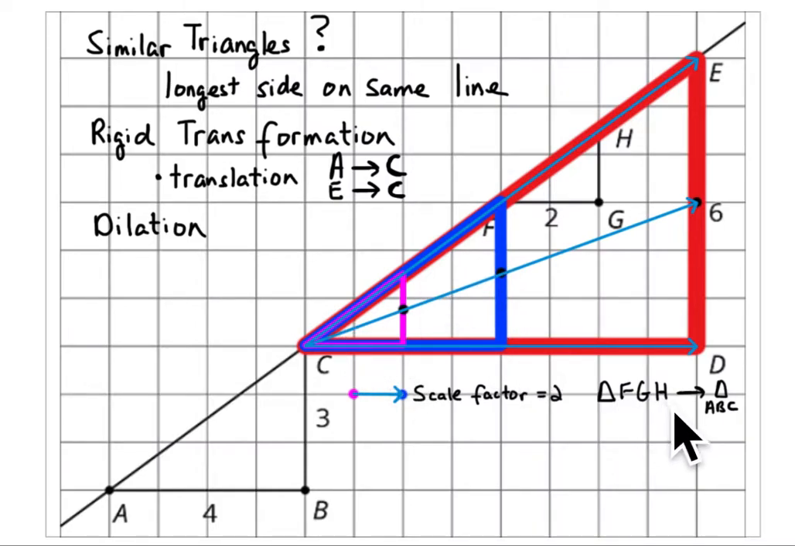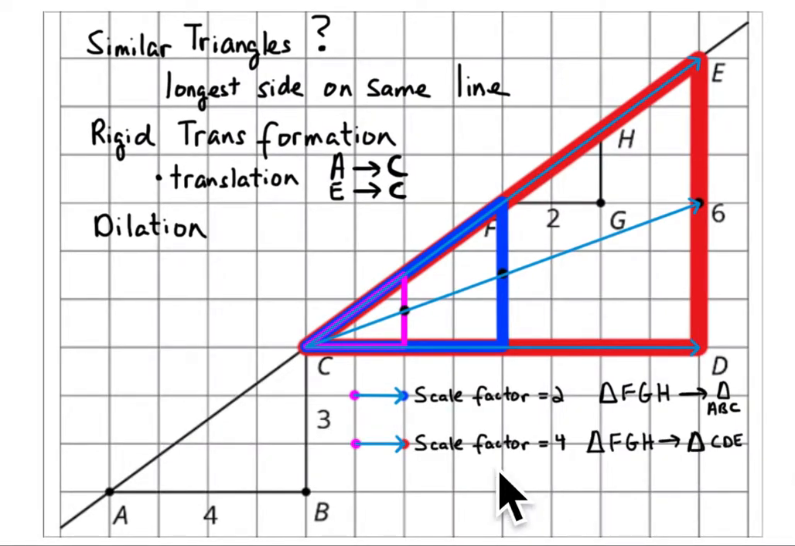So triangle FGH is going to go to triangle ABC, with a scale factor of 2. So each length is doubled. It's twice as long. And I put the midpoints of this side here just to add one more point to show you that the scaling is correct. All right, scale factor of 4. It's going to take triangle FGH to triangle CDE with the scale factor of 4. It's 4 times as long.